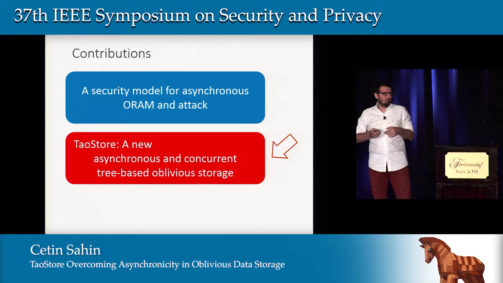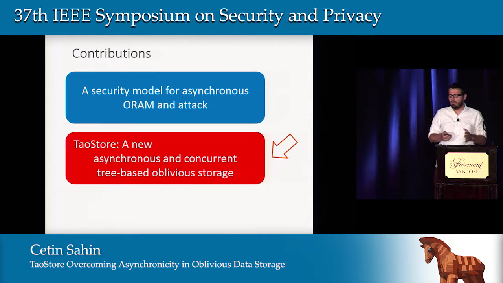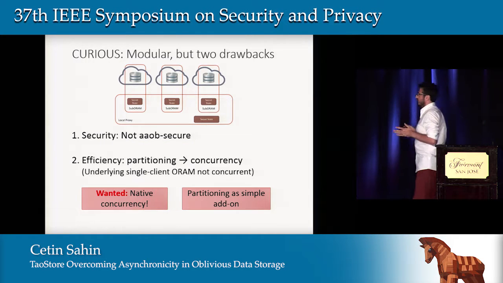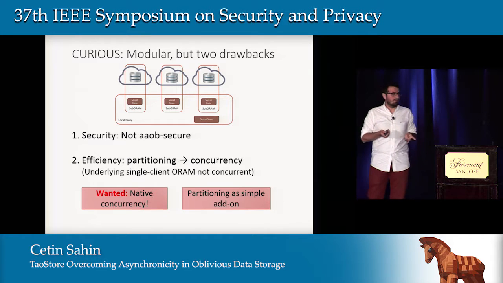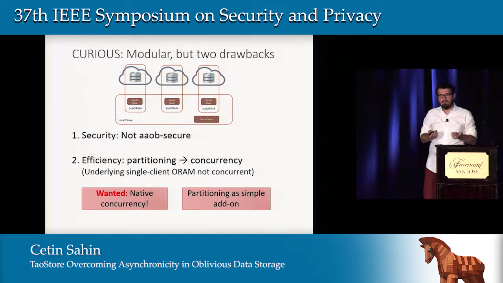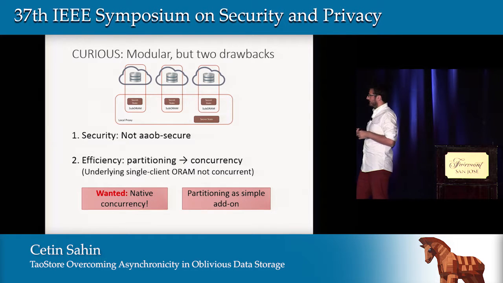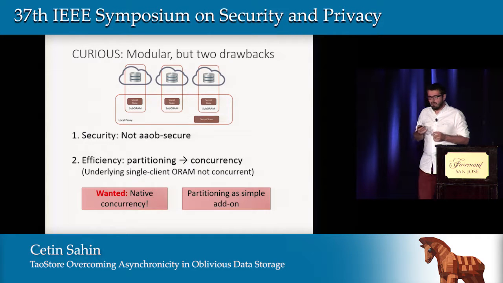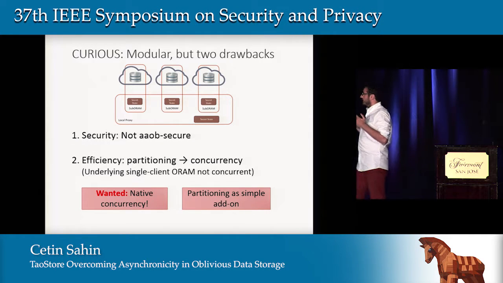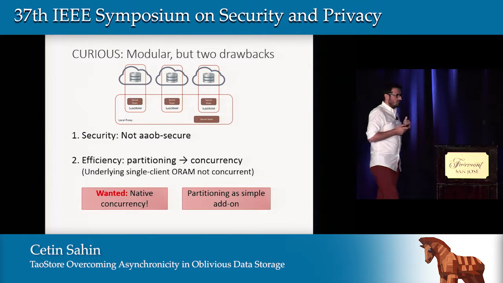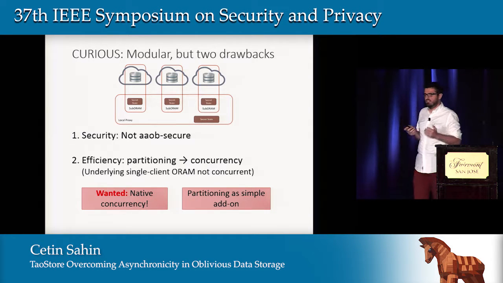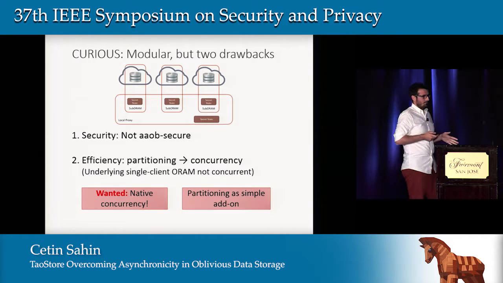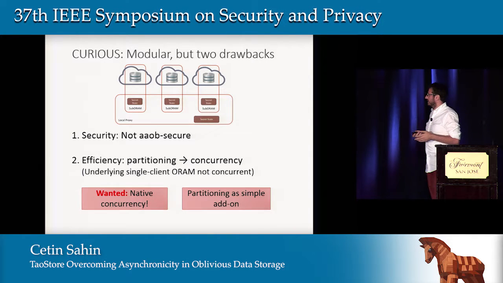So our second contribution is that we develop TaoStore, a new fully asynchronous and concurrent tree-based oblivious storage. Curious is very good in terms of design. It is modular, but it has two drawbacks. As we've seen, it doesn't support aaob security, and it achieves concurrency by using partitioning. Underlying single ORAM clients are not concurrent. But we would like to achieve concurrency independent of the partitioning. We would like to achieve native concurrency even if there is just one partition, and the partitioning can be a simple add-on later on.